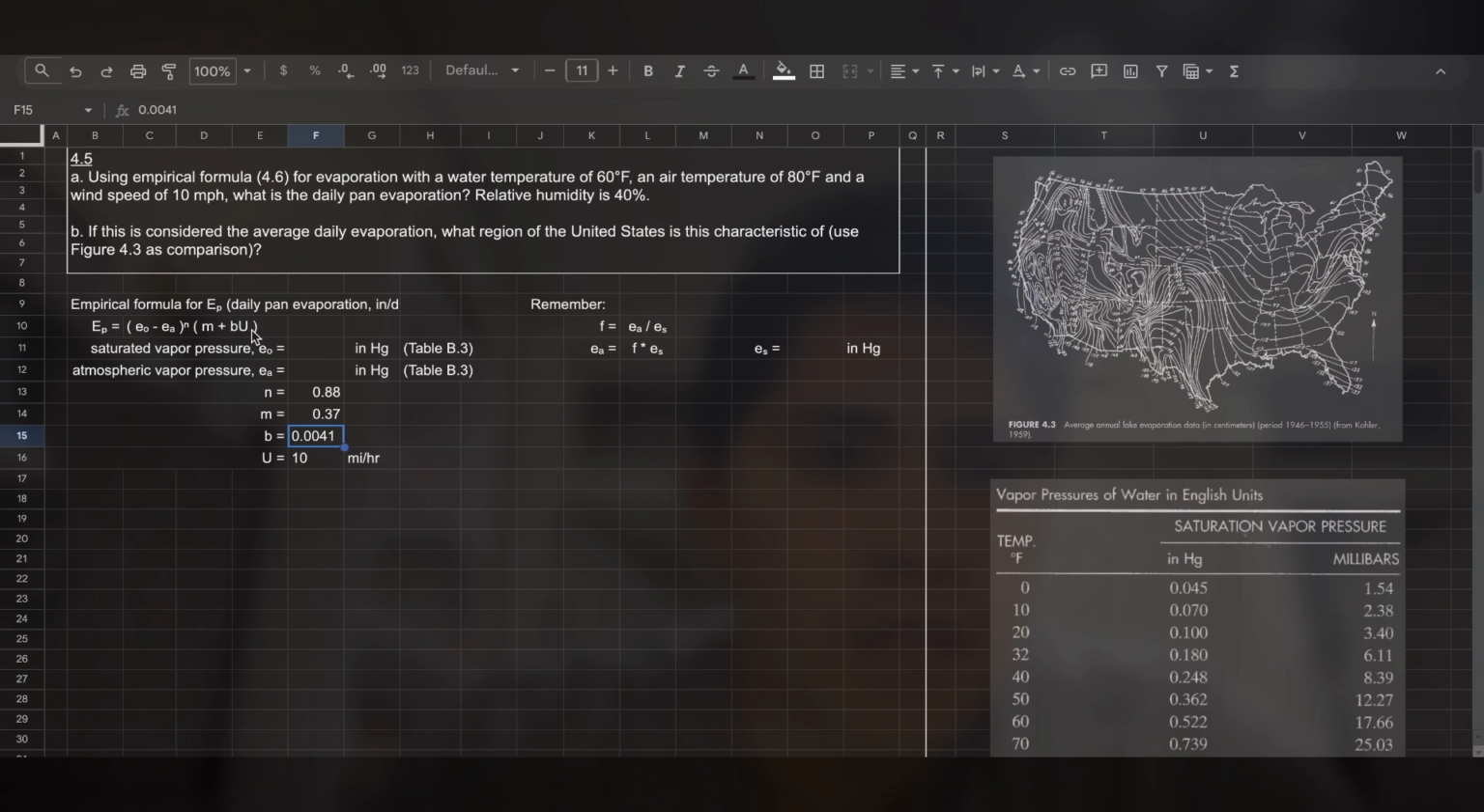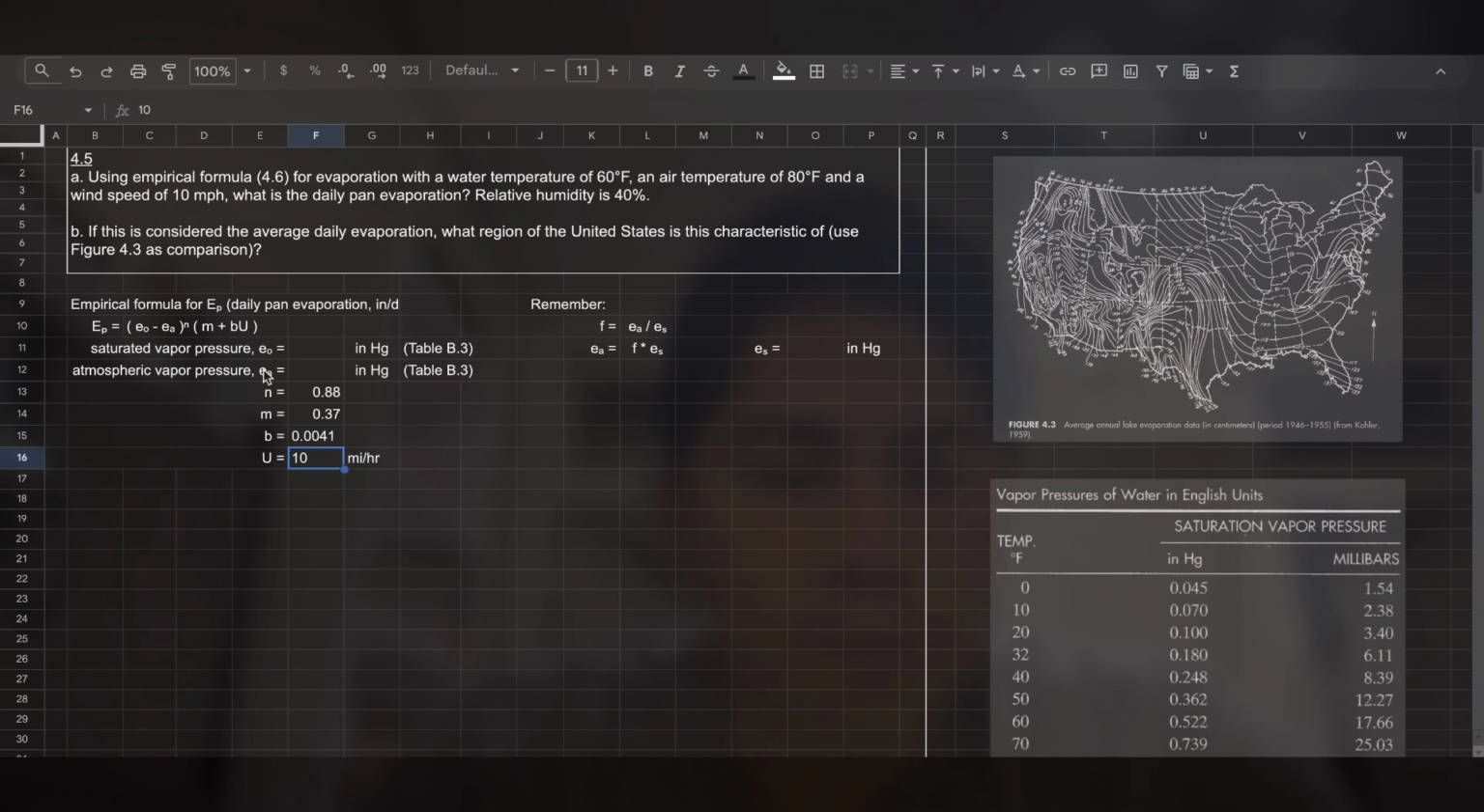And then u represents the wind speed. So we're given that the wind speed is 10 miles per hour. So I put it here. Now we'll need to solve. We need to find the values for the saturated vapor pressure and the atmospheric vapor pressure.